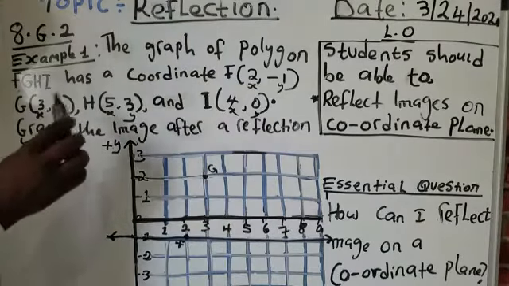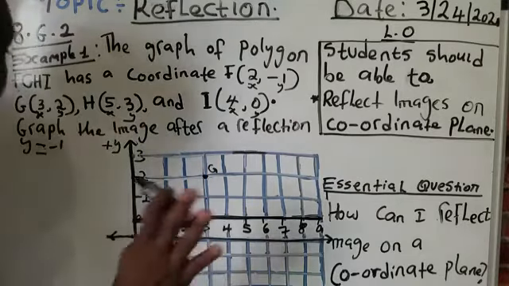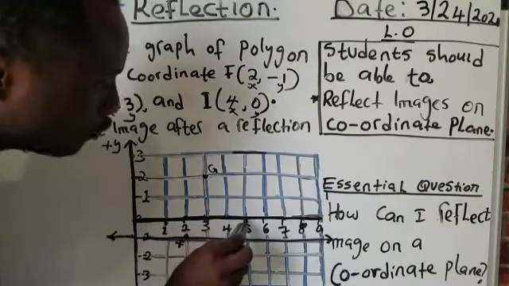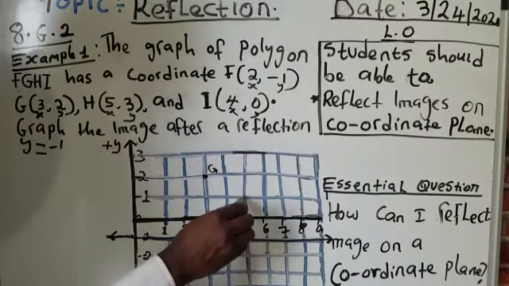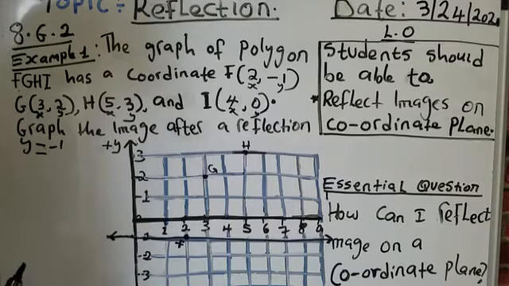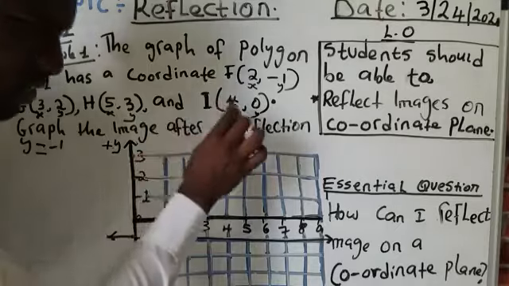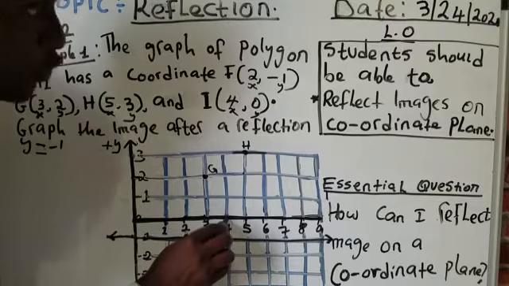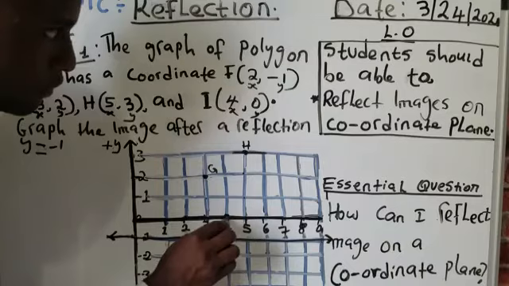Now let's plot the point for H. When x is 5, y is 3. x is positive, so we're going to count 0, 1, 2, 3, 4, 5. And y is 3, so we go up because it's positive, 1, 2, 3. So this is going to be H. Now let's go to the last one, I. When x is 4, positive as well, we count 1, 2, 3, 4. y is 0, so this line is 0. That means it's going to be here, which is I.